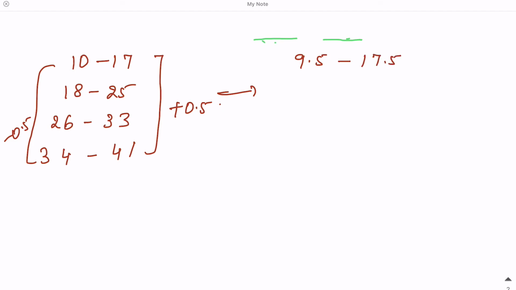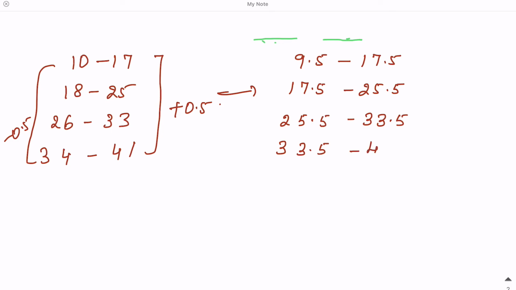This you don't need to do again. You will see that the same number will come here because we are subtracting. It is 25.5. Here 25.5 and here 33.5. Here 33.5 and 41.5. So you will see that there is no gap. It is continuous, or exclusive, data.